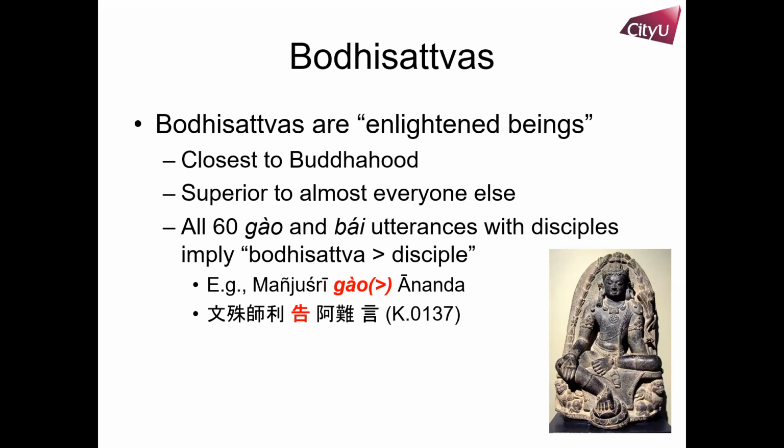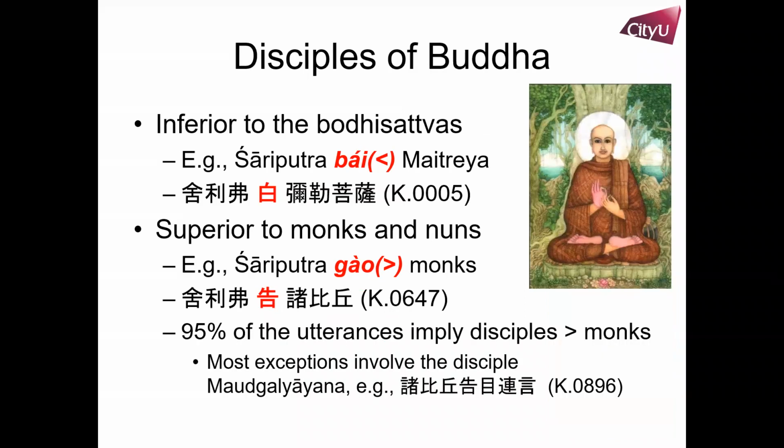A few words about these terms, which I know are not familiar to most people. Bodhisattvas are enlightened beings, and they're considered closest to Buddhahood among everyone. So in terms of the verb choice in speech reporting, they seem to be superior to everyone else. All the 60 gao or by utterances between these enlightened beings and the disciples imply that these enlightened beings are more senior, or superior, to the disciples. The disciples of Buddha are inferior to the bodhisattvas, but superior to monks and nuns, for the lack of a better term, again according to analysis of to address versus to tell.